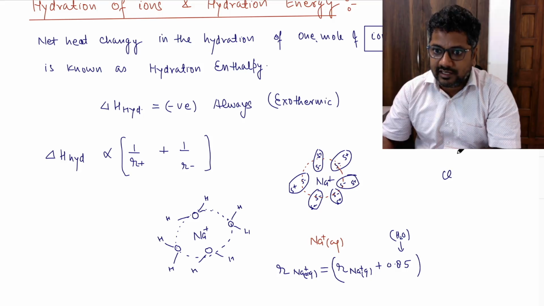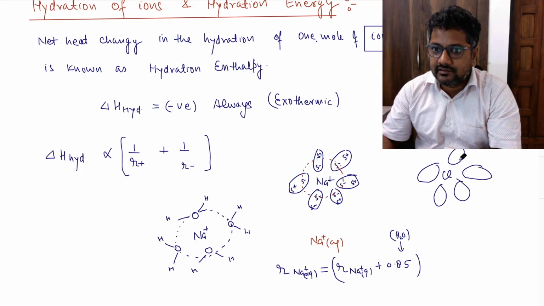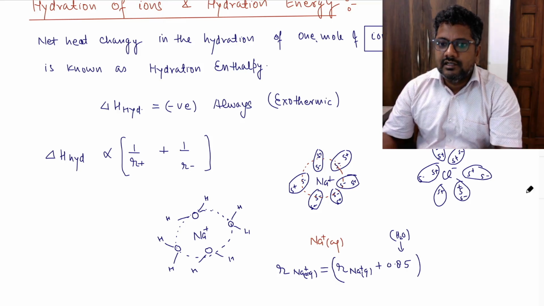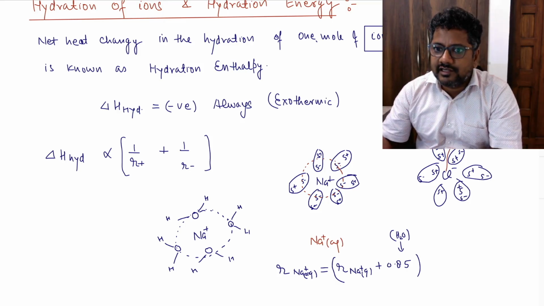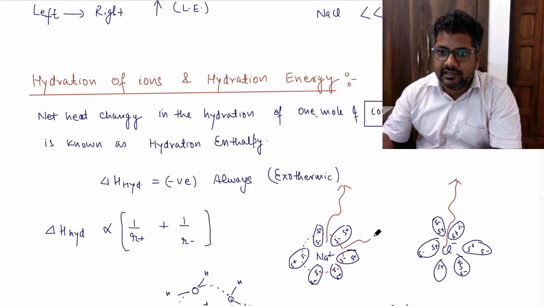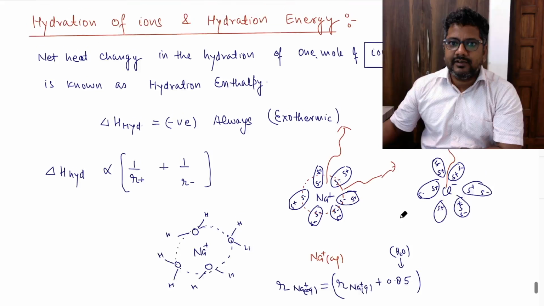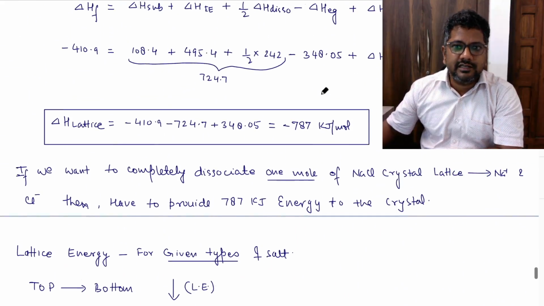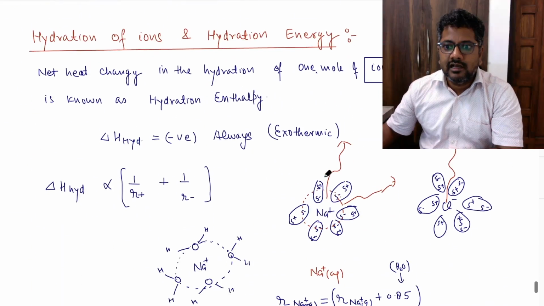Similarly, chloride ions are also hydrated, but this time the water's opposite pole will surround this. This is negative, so delta positive, delta positive, delta positive, delta positive, delta positive, and delta negative. Right. So in this hydration process, energy is released. So to dissociate 1 mole of crystal lattice, energy is absorbed, and here energy is released.